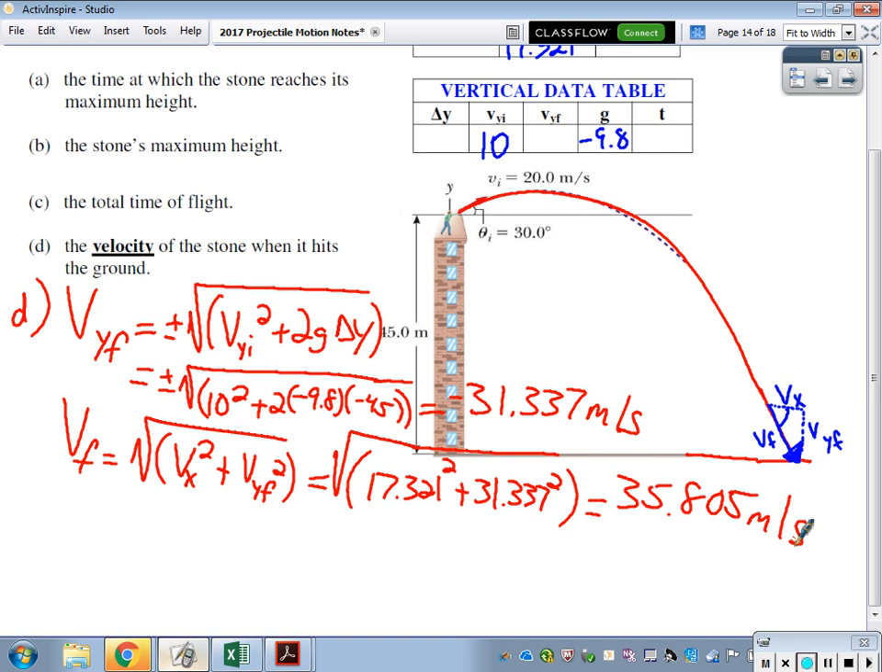Because Vy final, what we solved for, remember how earlier we went back to some of the stuff we did and we were talking about how we break it down in terms of the two-dimensional components. This is just the vertical component of it falling. It doesn't take into account that it's also moving horizontally at the same time. So that's why it's not a complete answer.